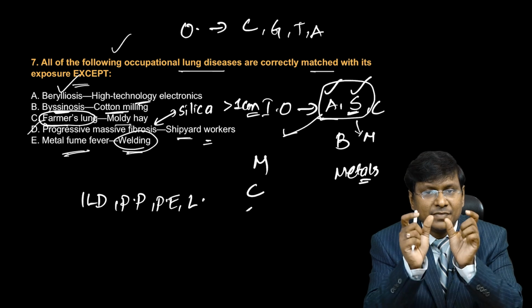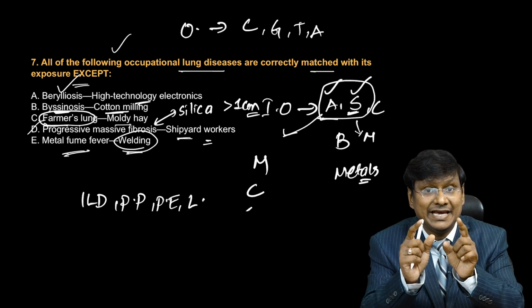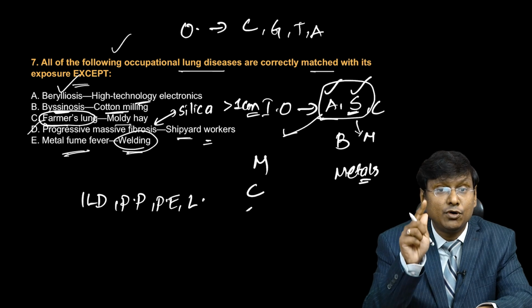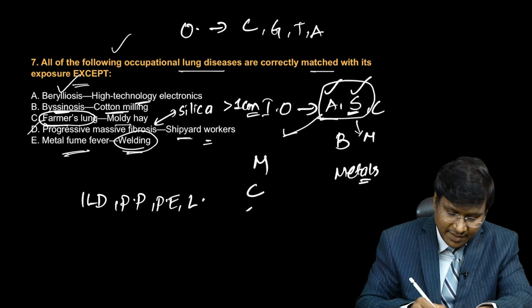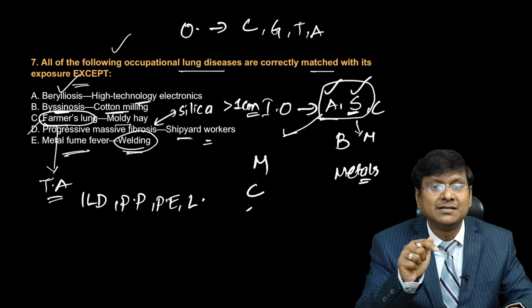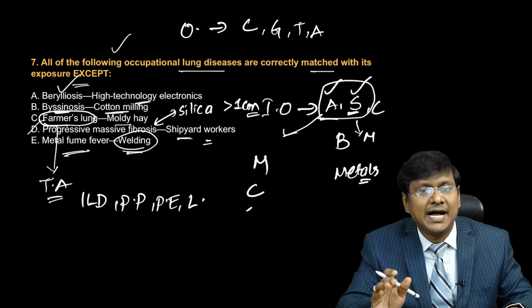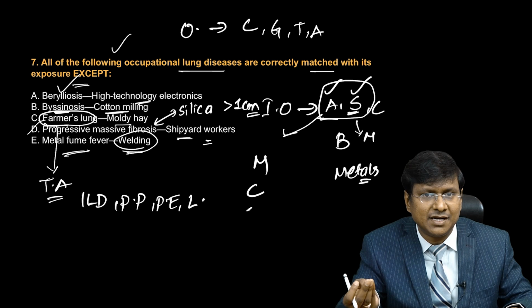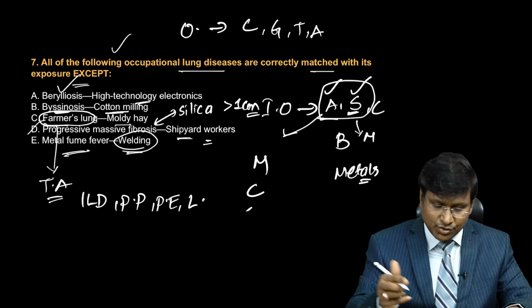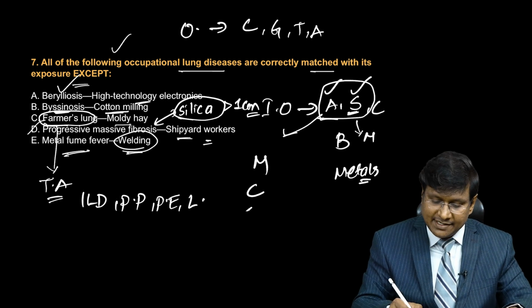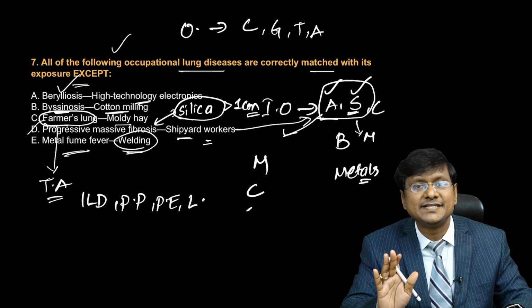So in farmer's lung, the most common cause is moldy hay. What is there in this moldy hay? It is thermophilic actinomyces species. So thermophilic actinomyces species in farmer's lung is what is responsible for the hypersensitivity pneumonitis. The other examples of hypersensitivity pneumonitis are pigeon breeder's lung as well as malt worker's lung. So the incorrect statement is that progressive massive fibrosis is associated with shipyard workers; it is associated with silica exposure, and shipyard workers are associated with asbestosis.